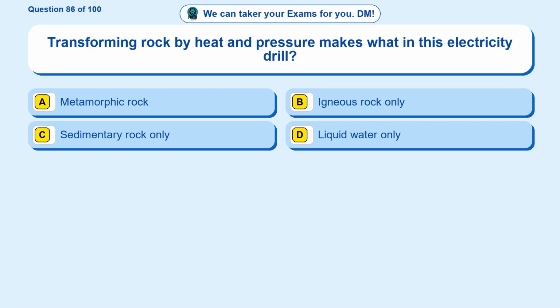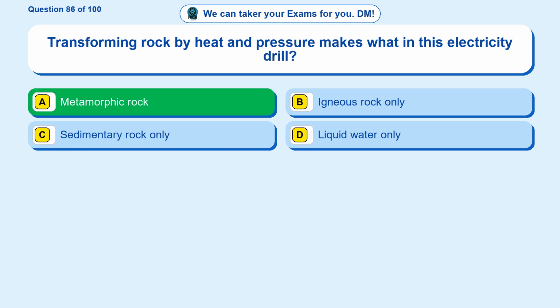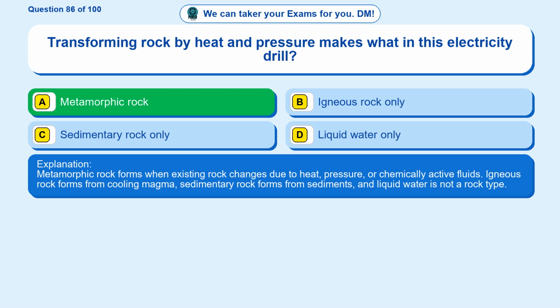Question 86. Transforming rock by heat and pressure makes what in this electricity drill? Option A metamorphic rock. Option B igneous rock only. Option C sedimentary rock only. Option D liquid water only. The correct answer is option A. Metamorphic rock. Metamorphic rock forms when existing rock changes due to heat, pressure, or chemically active fluids. Igneous rock forms from cooling magma, sedimentary rock forms from sediments, and liquid water is not a rock type.